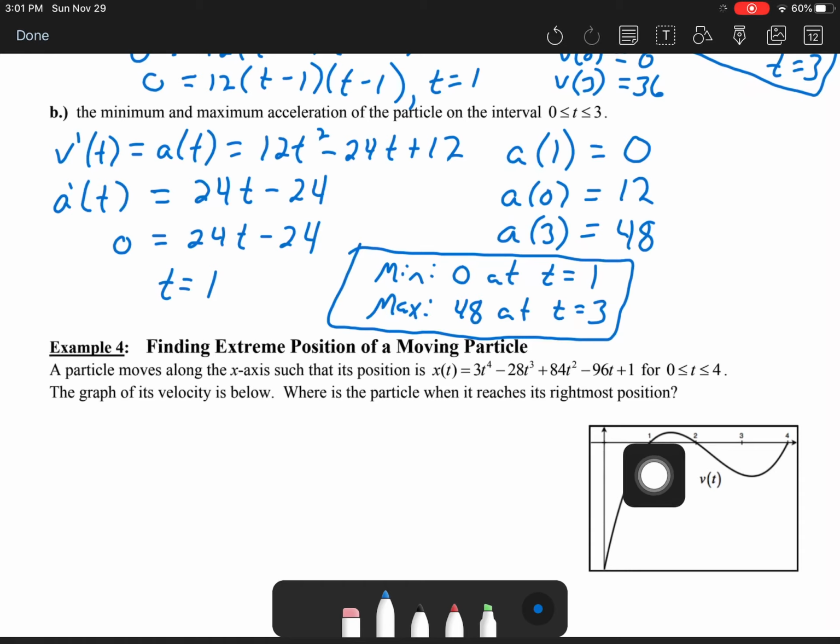And then between seconds 1 and 2, we have positive velocity, so that means it's moving right in this part. And now between seconds 2 and 4, negative again, it's moving back to the left. Now it's going to ask us, where is the particle when it reaches its rightmost position? So what we're really trying to find then is a maximum of the position, okay? So rightmost meaning, it's maximized position, because that's going to be our rightmost position.